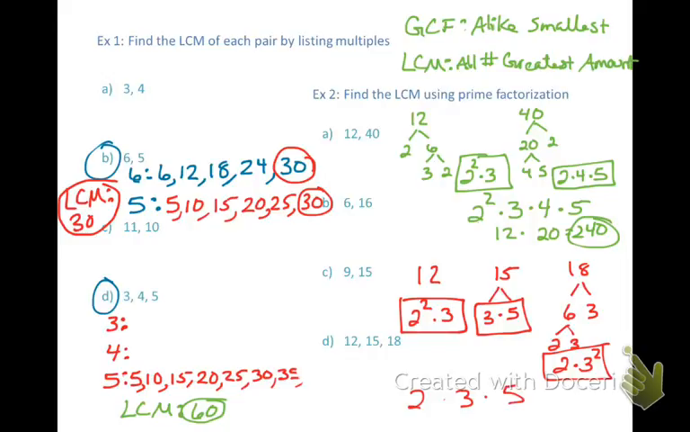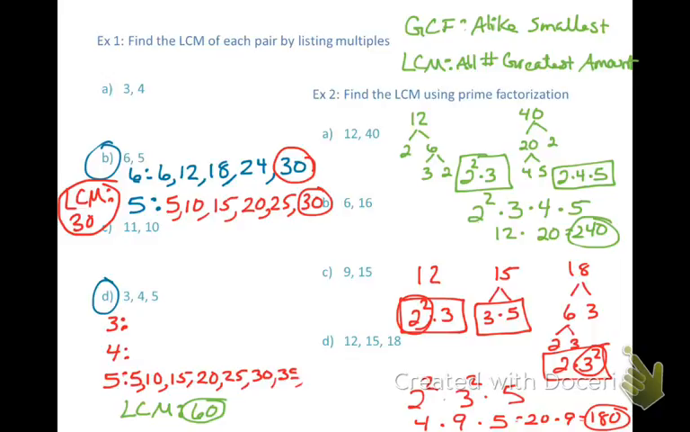Okay, so we find the highest amount of 2's, and that would be this 2 squared. Then we find the highest amount of 3's, which would be this 3 squared. And there's only one 5. So it'd be 4 times 9 times 5. So 20 times 9, which is 180. And that would be your least common multiple for 12, 15, and 18.